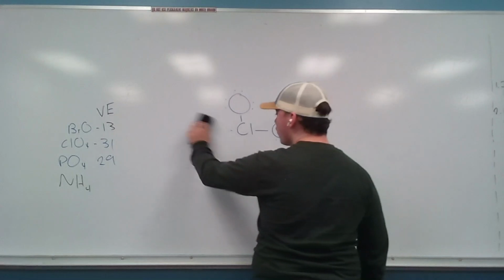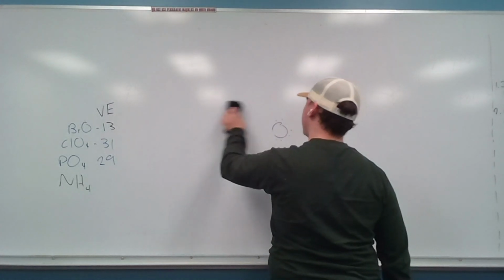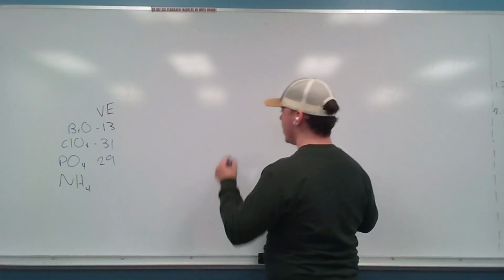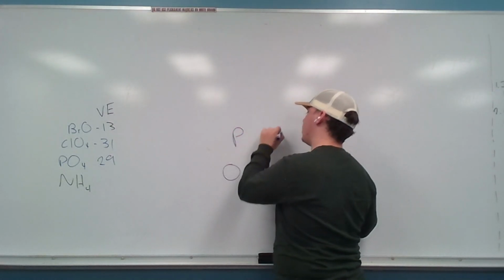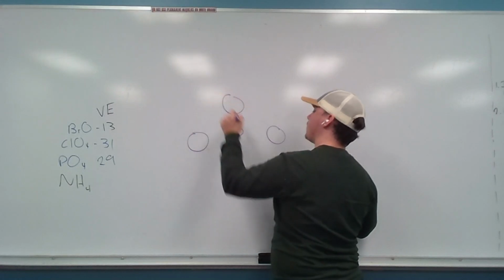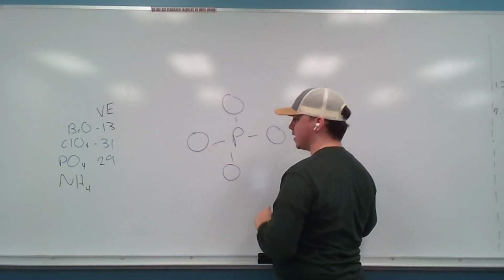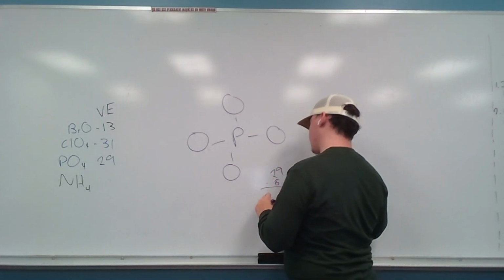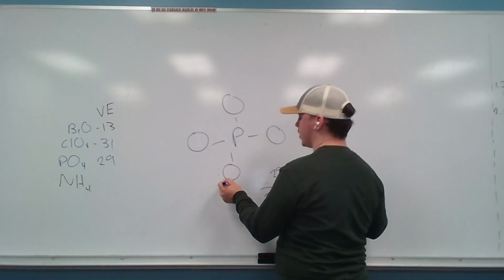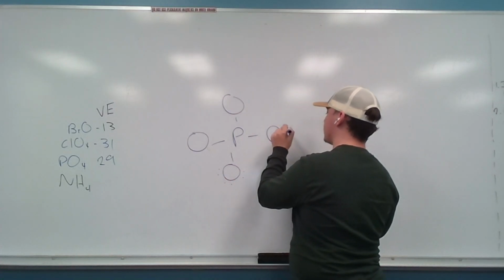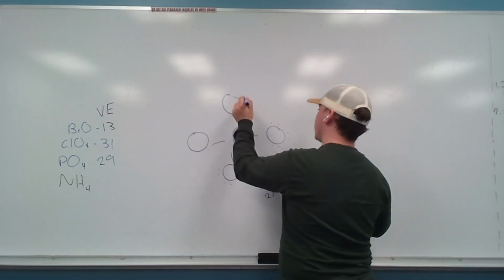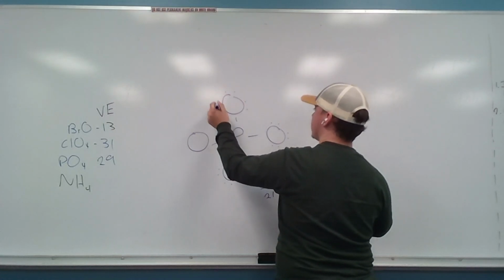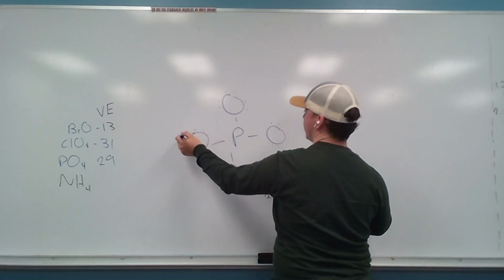We can skip PO4. Actually, PO4 has 3, if I'm not wrong. So let's do that one so we can get an example of ones that have extras. P, 1, 2, 3, 4, 2, 3, 4. So that's -8. 29 minus 8 is going to be 21. We're going to go 1, 2, 3, 4, 5, 6, 7, 8, 9, 10, 11, 12, 13, 14, 15, 16, 17, 18, 19, 20, 21.